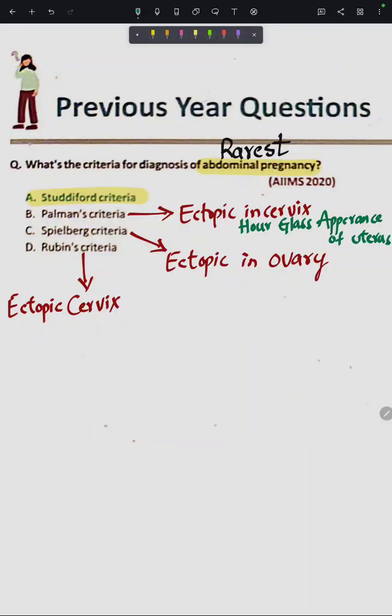What is the criteria for diagnosis of abdominal pregnancy? Abdominal pregnancy is the rarest pregnancy. Study Ford criteria. Palman's criteria is ectopic in cervix, which has hourglass appearance of uterus. Spielberg criteria, ectopic pregnancy in ovary. Rubens criteria, this is also ectopic pregnancy in cervix.